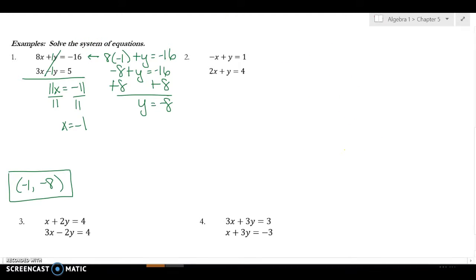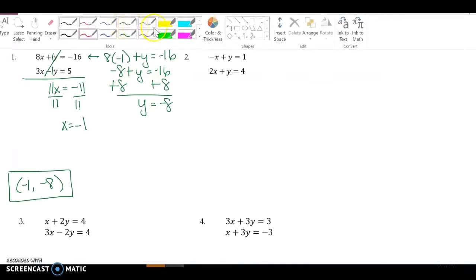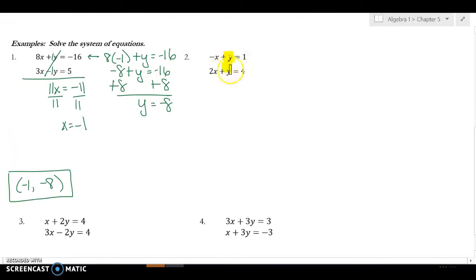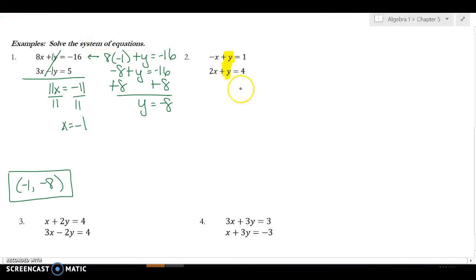Okay, let's look at number 2. For number 2, the ones that are close to being the same are the y's. But the issue is they're both positive, and the only way I can get rid of them is if I make one of them negative. So I'm just going to make the bottom one negative. But if I make the bottom negative, I have to make everything on the bottom negative. And so now that's gone, and a negative 1x and a negative 2x is a negative 3x, and 1 minus 4 is negative 3. So now I'm going to divide by negative 3, and I get x is 1.